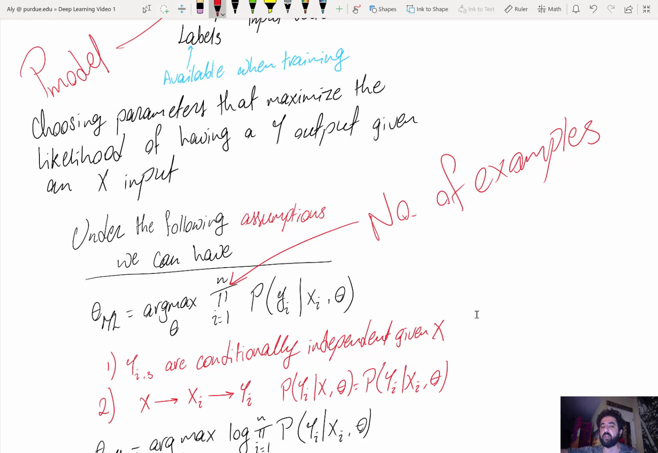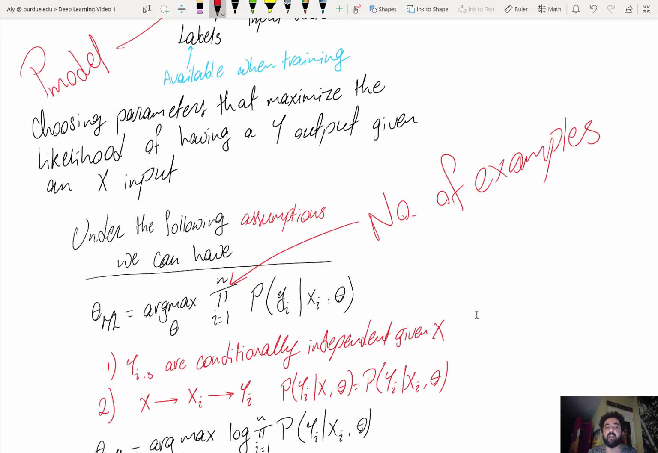Meaning that if I tell you the whole x, the whole n examples, x1 to xn, then the distribution of each y is independent from the other y's, right? So if I give you all the x's, let's say I have 20 examples, if I give you x1 to x20, then the distribution for y10 is independent from the distribution of y9, is independent from y8, and so on. So that's the first assumption.